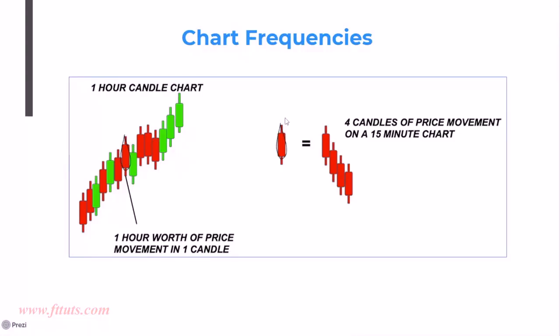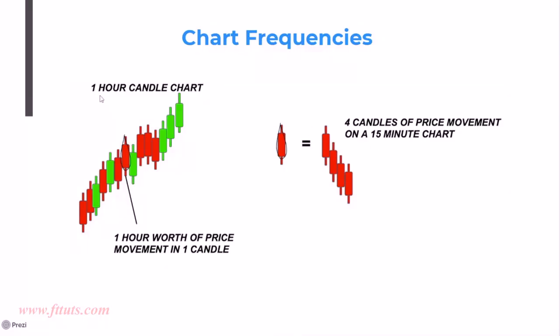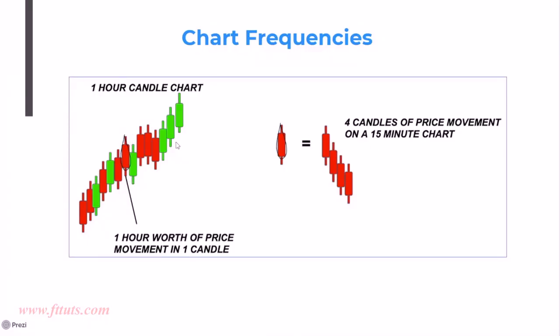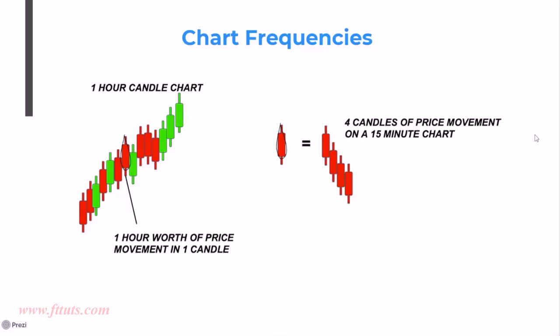Okay, then we have this 1 hour candle basically equaling 4 15-minute candles on a 15-minute chart. So if you have an hour chart, one candle is representing an hour worth of price movement. If you take that exact same chart and flip to a 15-minute frequency, you're going to have 4 times the amount of candles representing the same price action in a smaller increment of time.